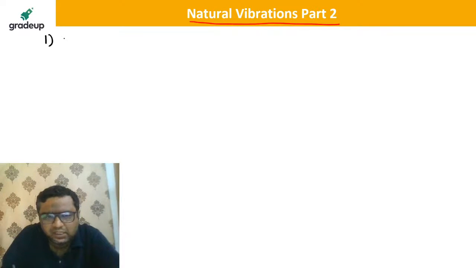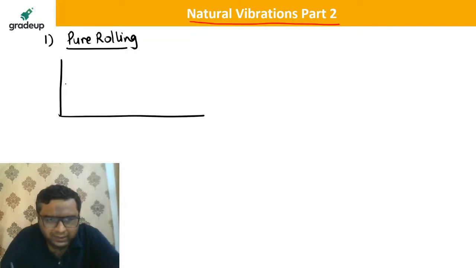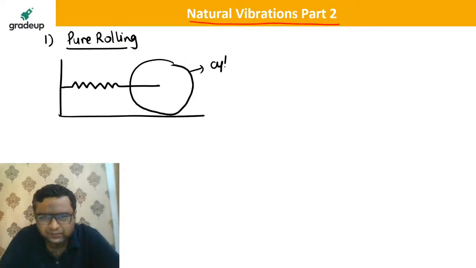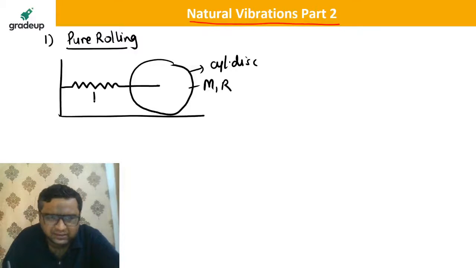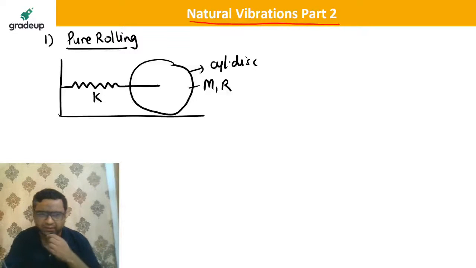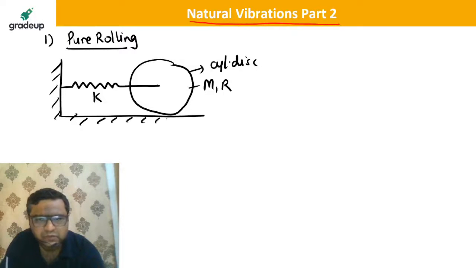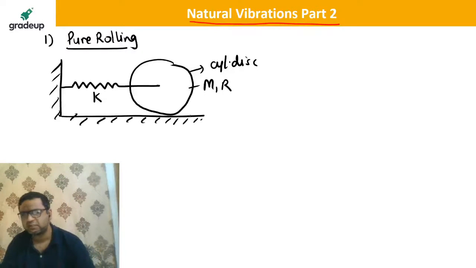One, if we are going to have pure rolling motion. If you are having pure rolling motion, the energy method is going to be very helpful. I am telling you how. This is a spring, attached with a cylindrical disc. It has a mass of m, radius of r, and stiffness of k. This end is fixed.